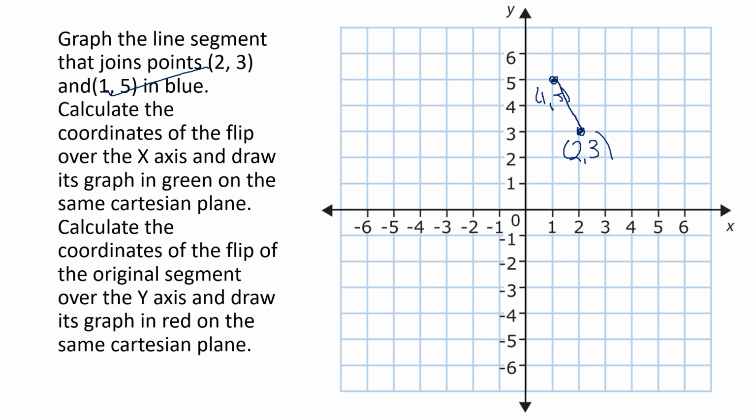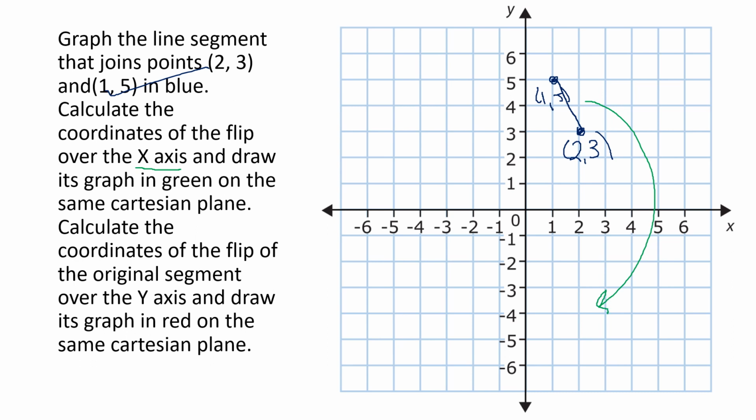Then it says calculate the coordinates of the flip over the x-axis and draw its graph in green on the same Cartesian coordinate plane. First of all, Cartesian coordinate plane is just this xy graph. So here's what we need to figure out. We need to flip over the x-axis. Here's my x-axis. So this is going to go down over the x-axis.